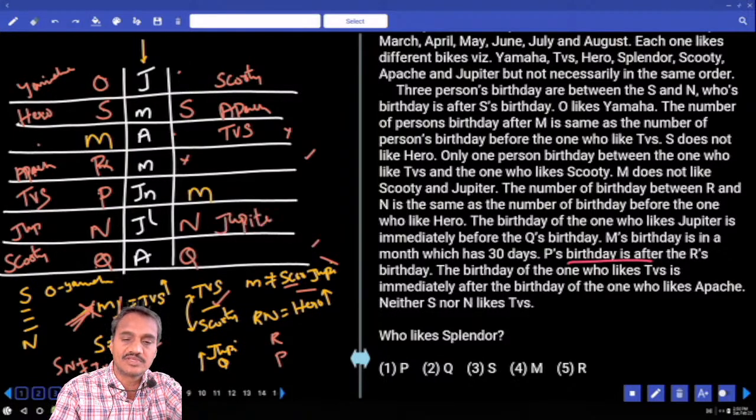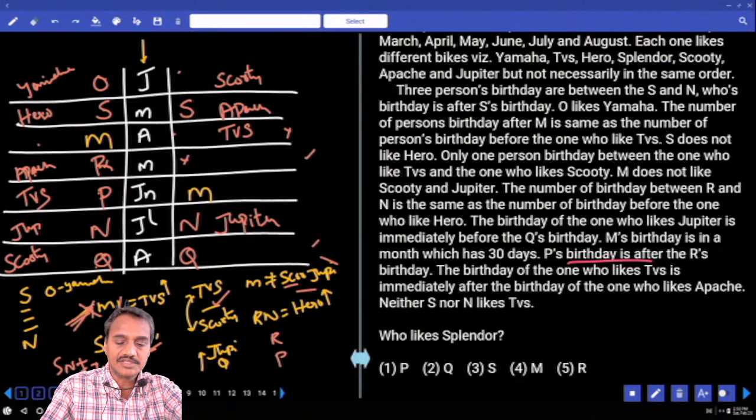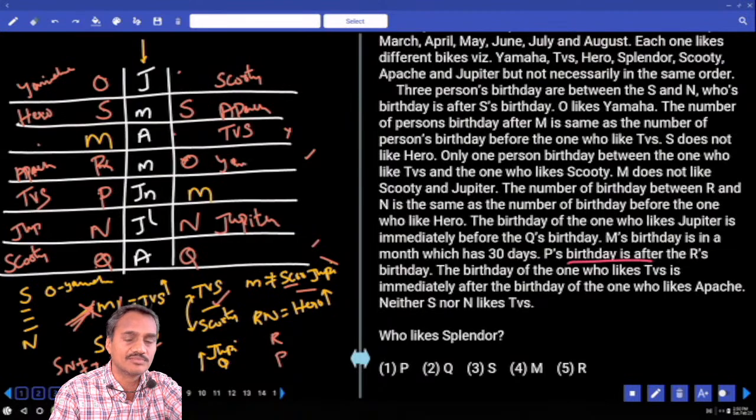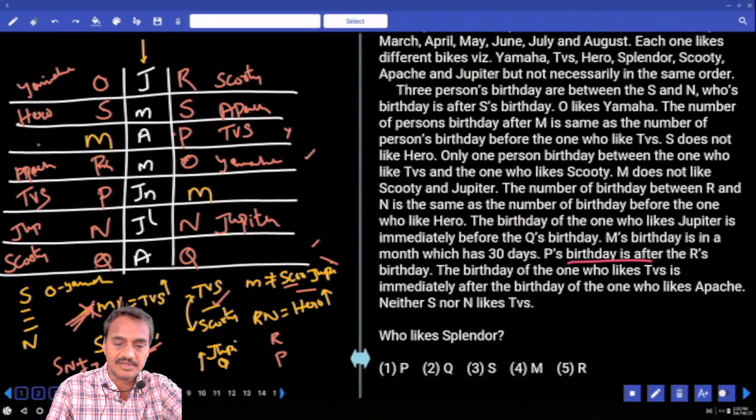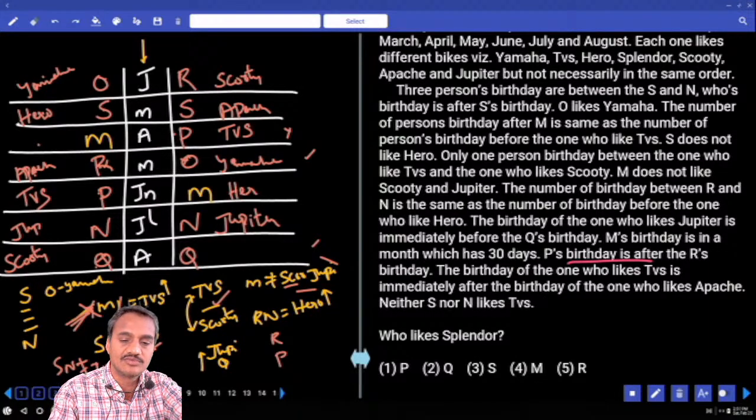And if Q and Jupiter are here, then next one, R is above this P. Between R and N, O and M. Now O is MH, this O must be MH. If O is MH, then R is above this P, R is here, P is here. Number of persons between R and N, how many are there? 1, 2, 3, 4. And 4 persons must be above this hero, exactly 4. If 4 are there, what is left over here? One more bike, that is Splendor, is left over. Splendor is here.